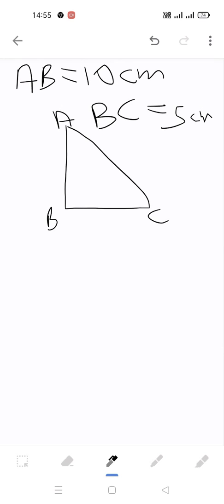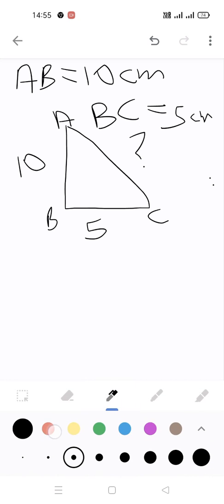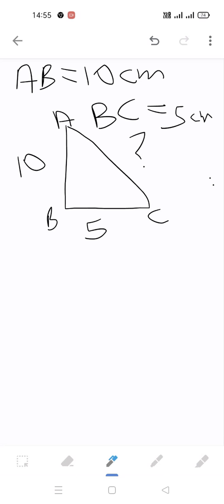Let's suppose this is the question, in which you have to find the value of AC. AB is given to you, that is 10 cm, and BC is 5 cm. This is given to you. You have to find AC. What will be AC? You have to simply put the Pythagoras theorem formula.